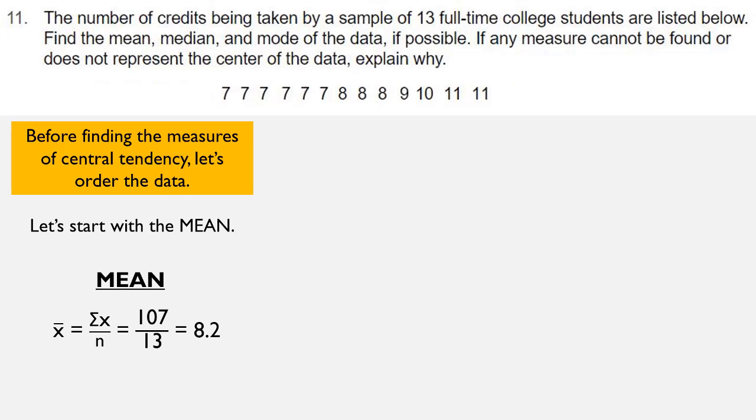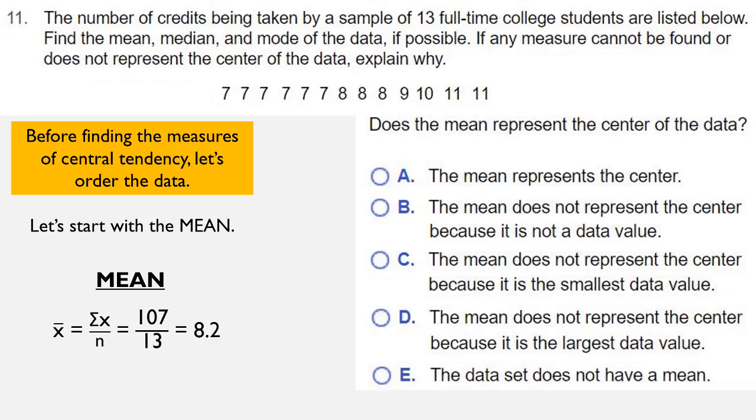So if I add up all these data values, they add up to 107, and 107 divided by 13, because there are 13 data entries, rounded to one decimal, is 8.2. So that's our mean value. Does that represent the center? Well, if it's not the least value and not the greatest value, then it should be a pretty good measure of central tendency. So the correct answer here is choice A, the mean represents the center.